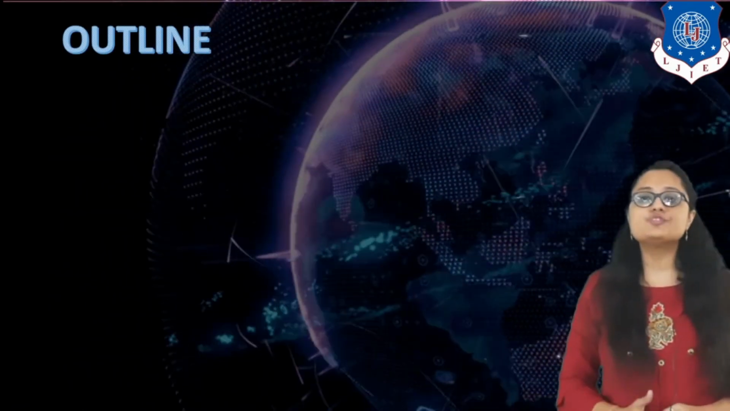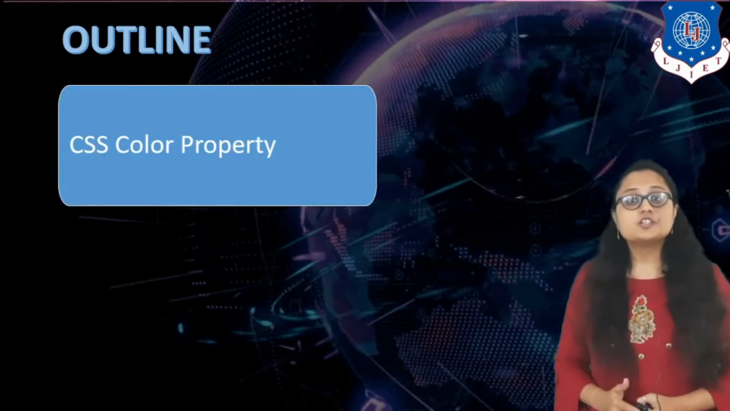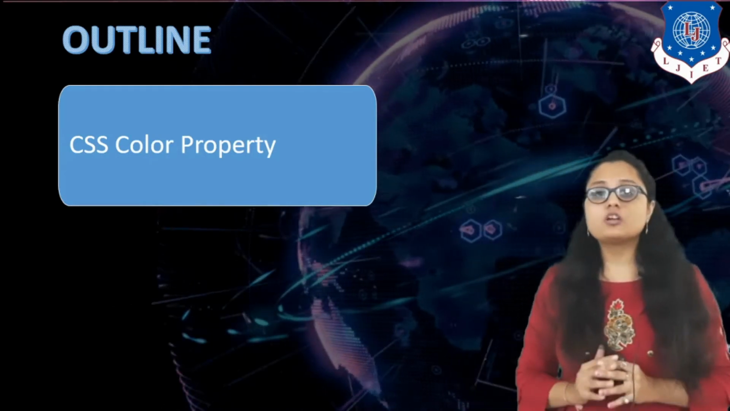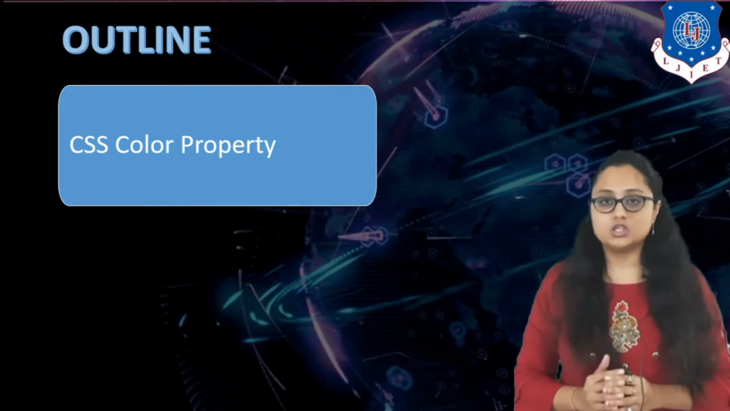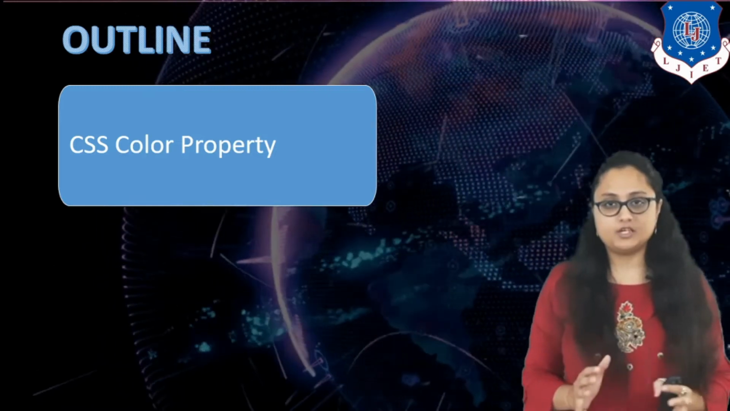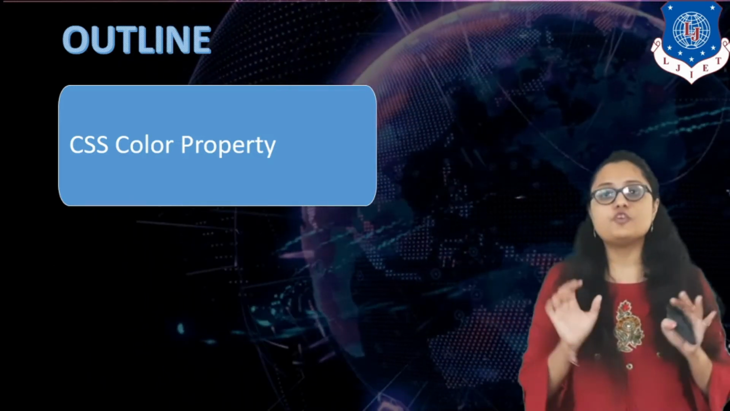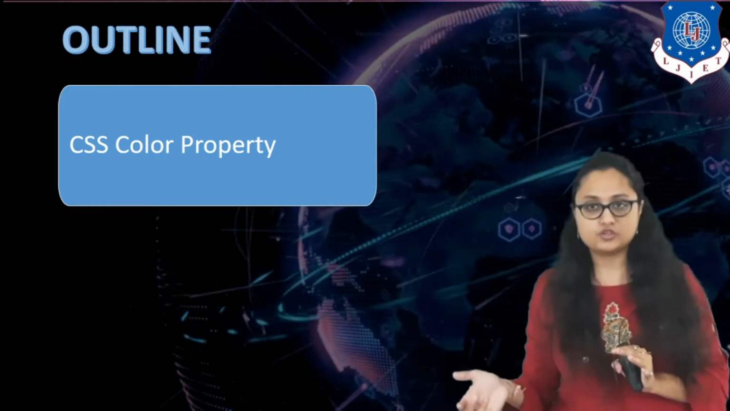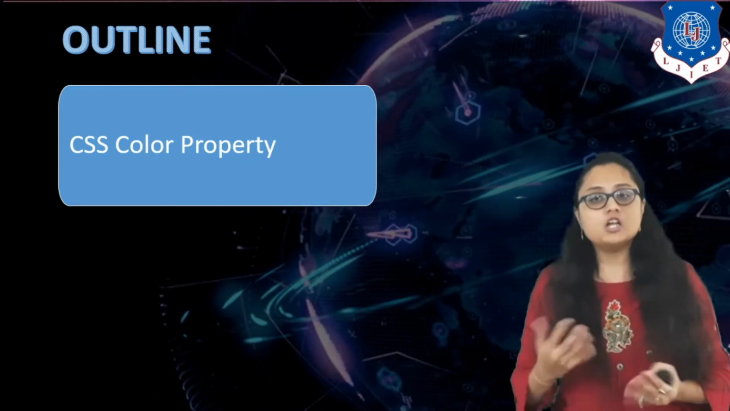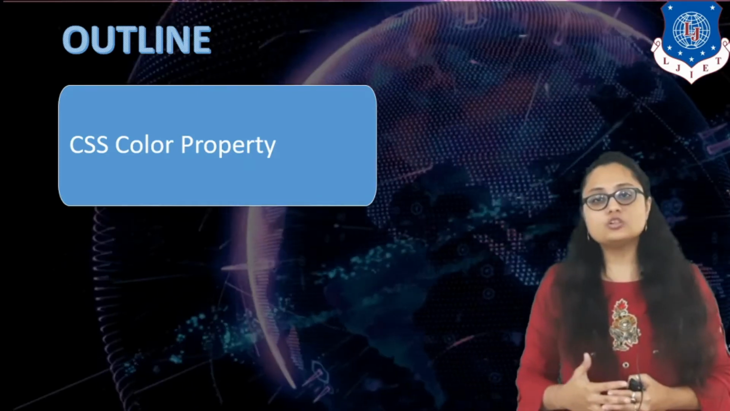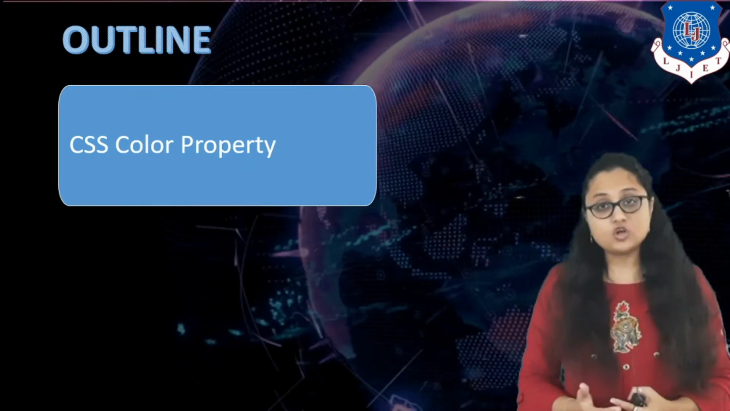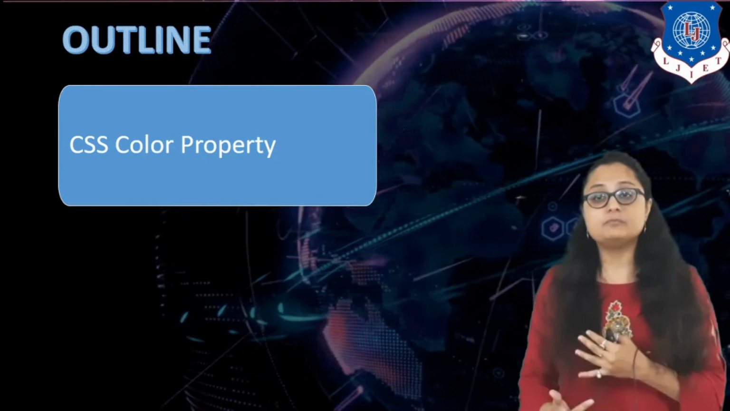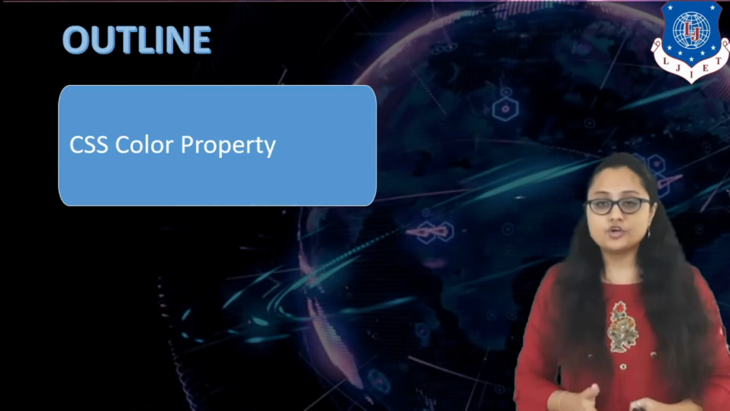The things that we are going to study in today's lecture: the first thing is the CSS color property. Now we already know that if you want to set font color in normal HTML, we used the font tag, and along with the tag we were using the color attribute for setting the font color. Instead of that, if you want to give font color in CSS, we will study what the property name is and what the methods are in which you can set color for the font.